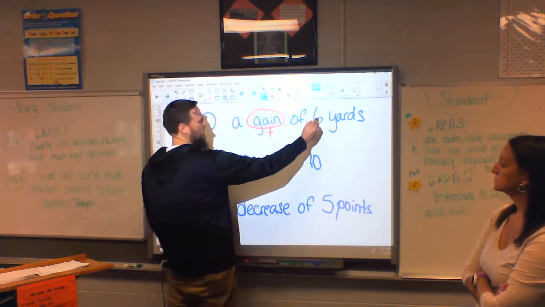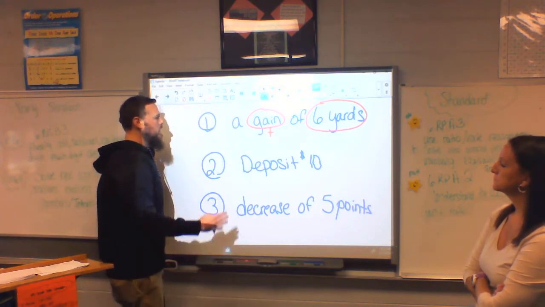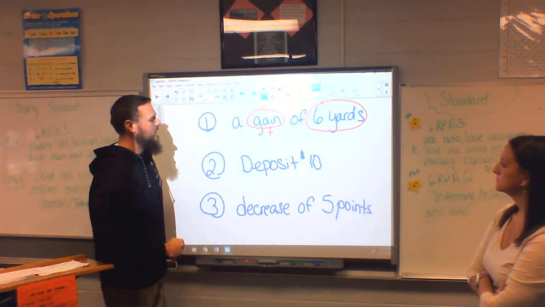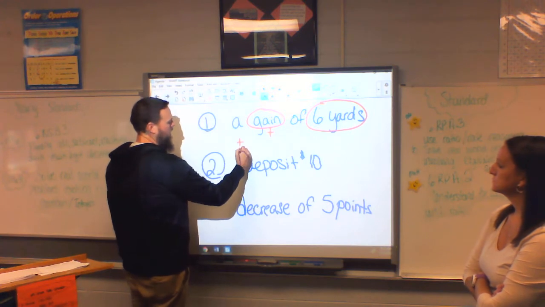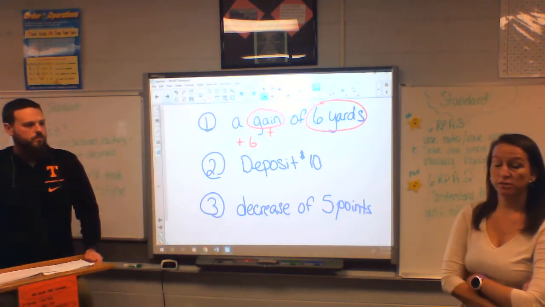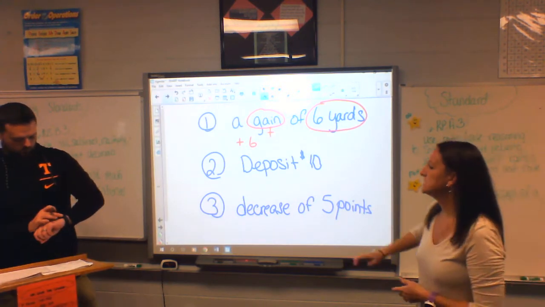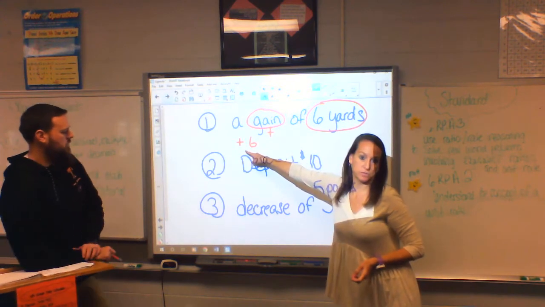And the other thing is 6 yards, because that's our number. In math, we deal with numbers. That's what we look for. So the integer that would represent a gain of 6 yards is simply positive 6. Now with the positives, we are lazy in math, so sometimes you'll see it with the actual positive sign there, the +6.